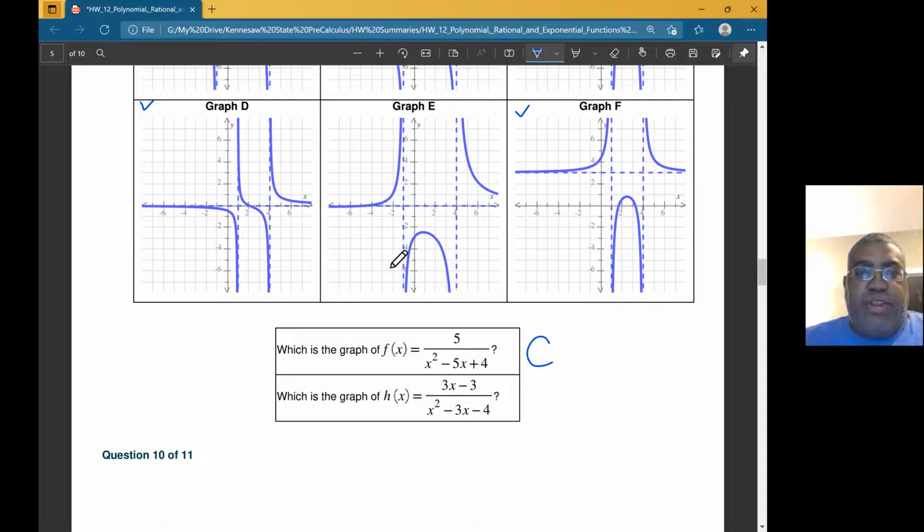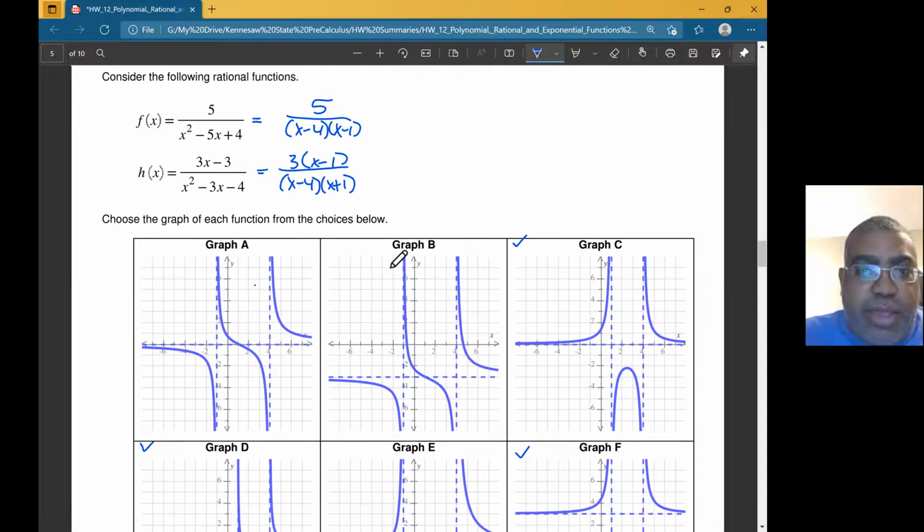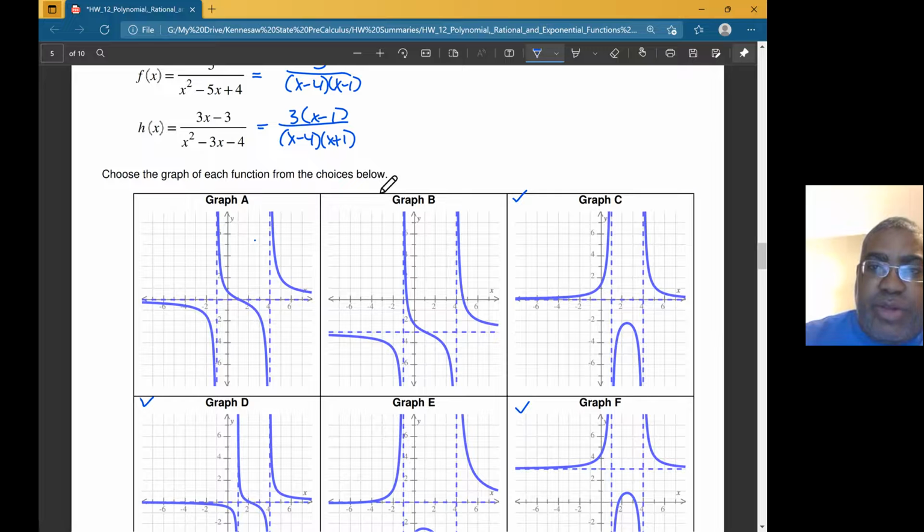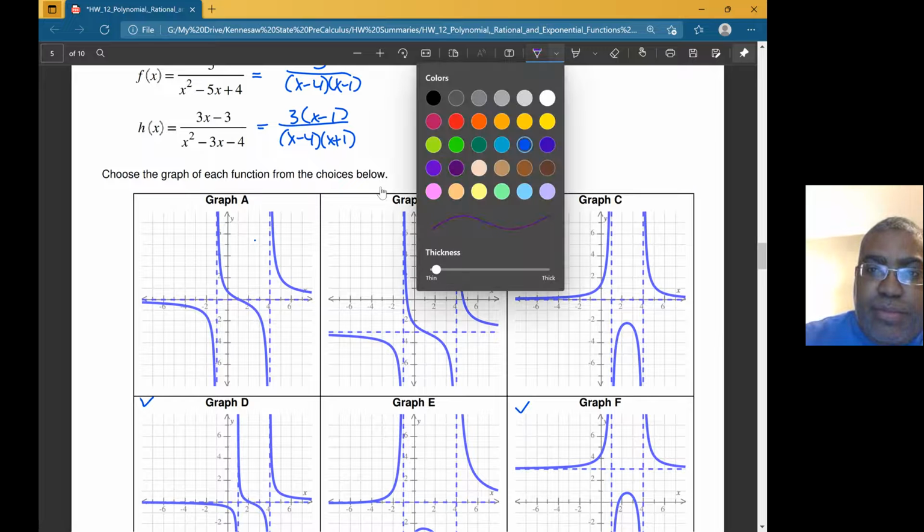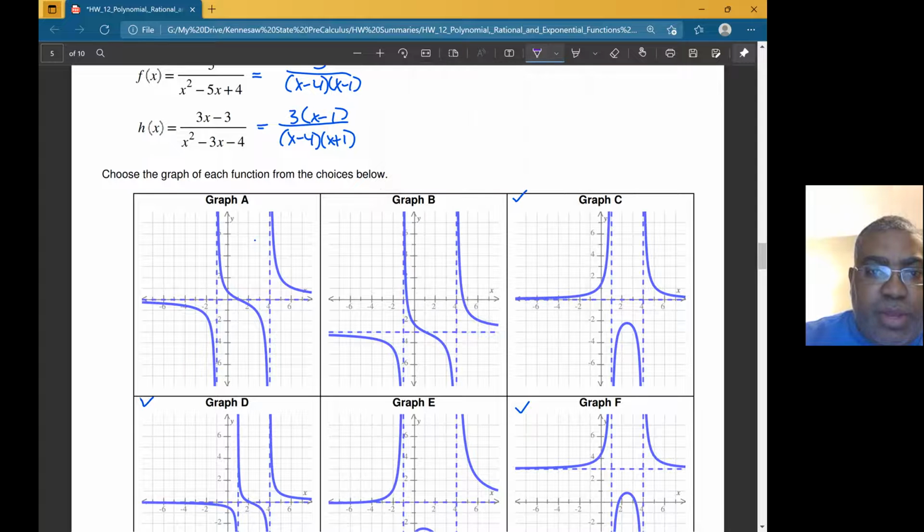All right. So for the next one, vertical asymptotes at 4 and negative 1. Let's do a different color then. Let's do purple. All right, at positive 4 and negative 1. So positive 4, negative 1. That's a possibility.